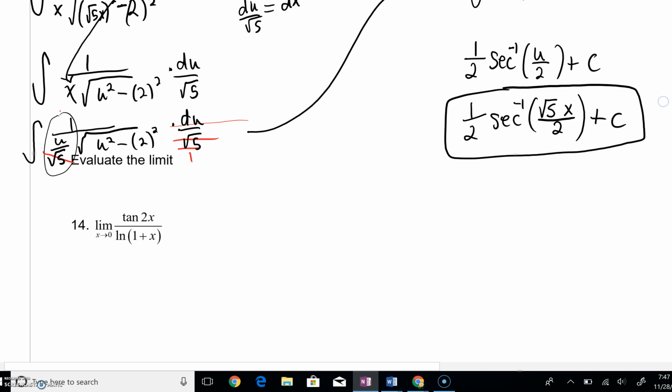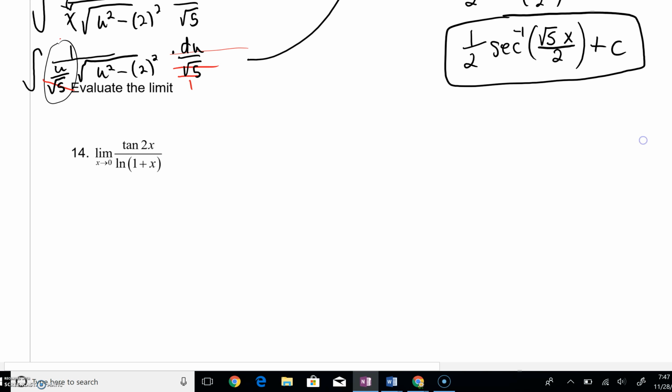As we look at our very last problem on this review sheet, we learned L'Hopital's rule just recently. If we plugged 0 into the top, we'd have tangent of 0, which is 0. Down below, the natural log of 1 is also a 0. So I could use L'Hopital's rule. We could definitely see where we're going with that.